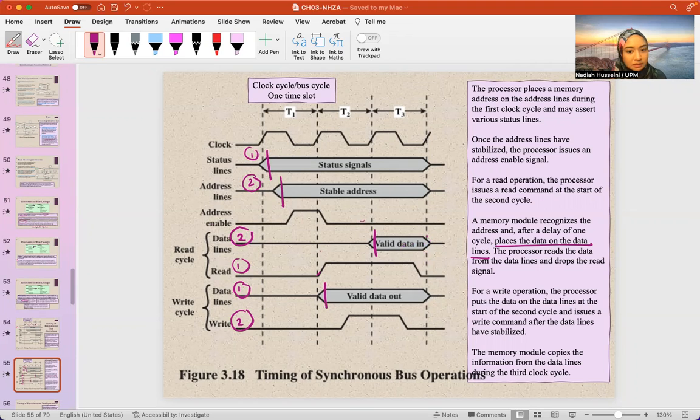Does that make sense? Because it has this trigger, the memory has to respond to this first. It has to recognize this first. That's why it happens after a one-time cycle. Does that make sense?